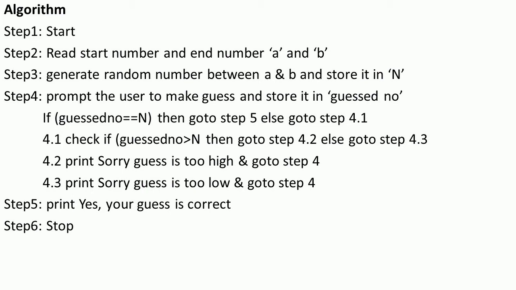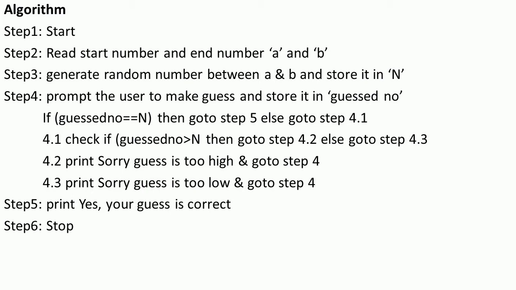Now, compare the user guess number with the number generated by the computer. If both are the same, then go to step 5. In step 5, we are going to print yes, your guess is right, and we are going to end the process. Suppose the guess is not correct, then we go to step 4.1. Now the control goes to step 4.1.